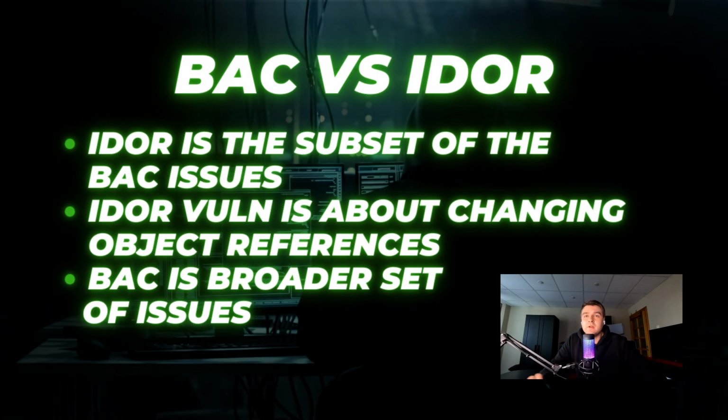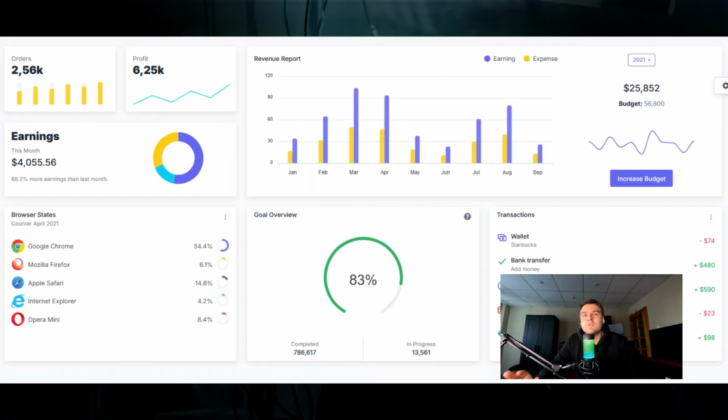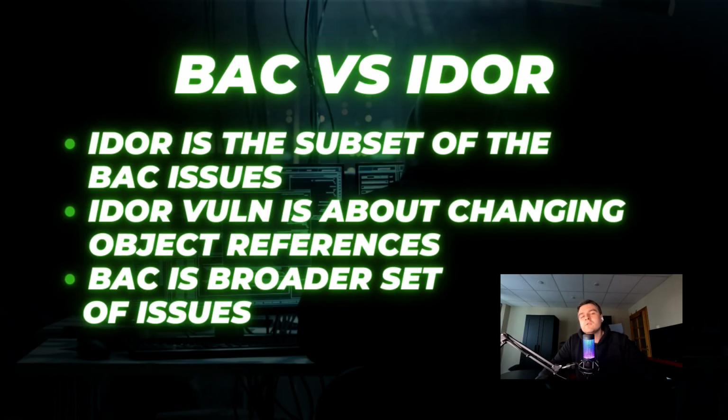For example, a broken access control issue could allow a normal user to access admin functions through a quote-unquote hidden endpoint. IDOR focuses more on objects, while broken access control refers to the wider range of access enforcement failures.